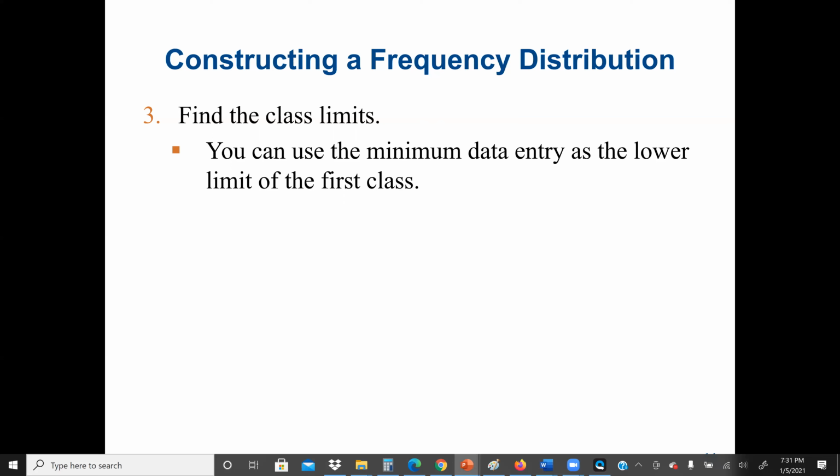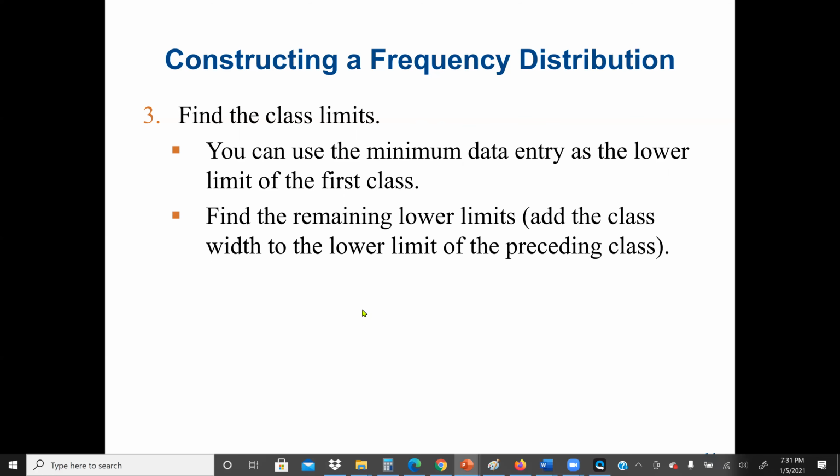If the minimum is 5, we shouldn't make it higher, let's say 7. Otherwise, we're going to miss from 5 before 7. So we have to start at 5 or 4 or a smaller value. After that, we find the remaining lower limits. How do we find the remaining lower limits? If I know the beginning lower limit to be 10, the next lower limit should be 10 plus the class width that we found. So to find the lower limit, we add the class width to the lower limit of the preceding class.